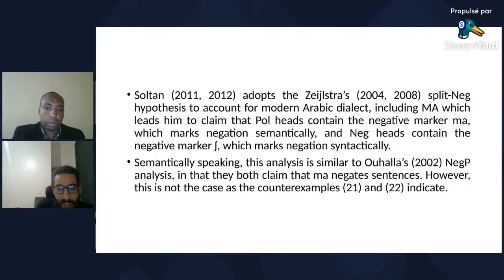Soltan adopts the Zeijlstra hypothesis to account for modern Arabic dialects, including Moroccan Arabic, which leads him to claim that Pol heads contain the negative marker ma, which marks negation syntactically and semantically, and the Neg heads containing the negative marker sh mark negation syntactically. So semantically speaking, this analysis is similar to Ouhalla's neg phrase analysis, in that they both claim that ma negates sentences. However, this is not the case, as the counter examples that we have talked about show.